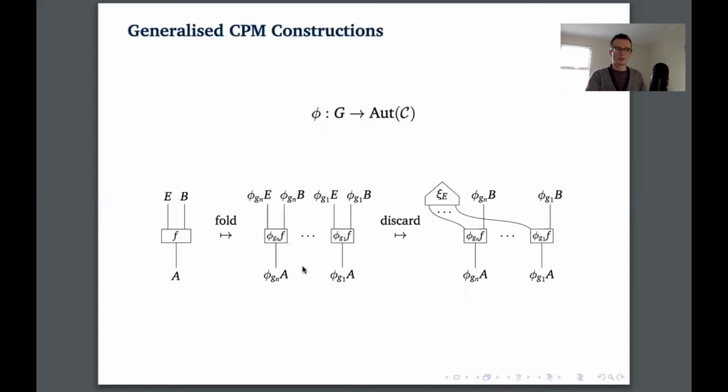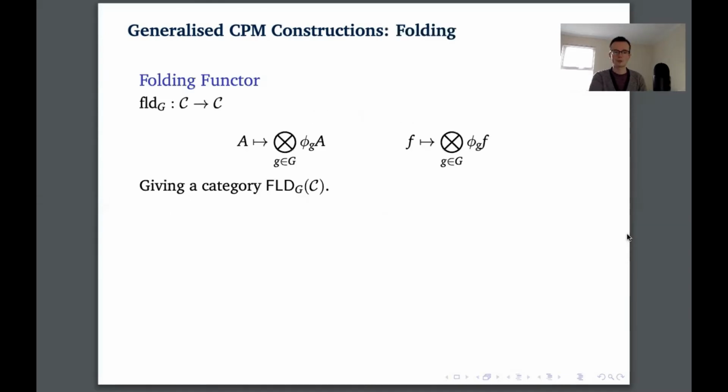Firstly, by folding according to the action. So that means we tensor over the image of f under each one of the autofunctors phi of g for each element of the group. And then we discard by some suitably chosen effects. Now let's see how this works in more detail. So firstly, the folding. We can define, given our action, an endofunctor on C known as the folding functor. And all this does is send both objects and morphisms to their tensor product over their images under the action.